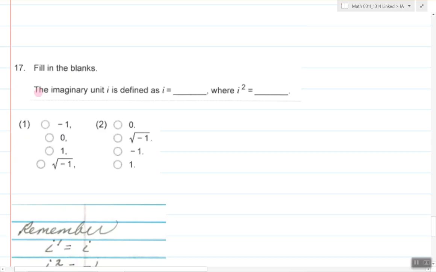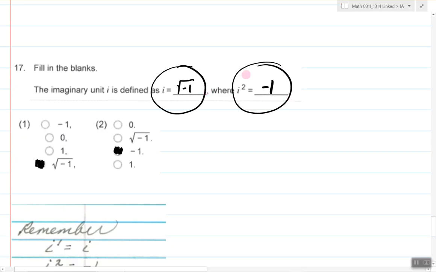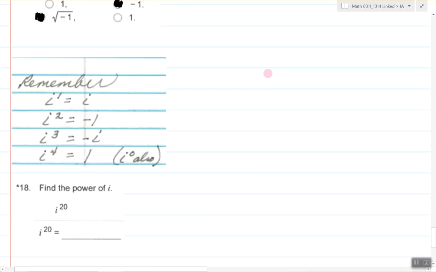So let's remind ourselves. The imaginary unit i is defined as i equals the square root of negative 1, where i squared is equal to negative 1. I don't know if you remember from the very start of this video, I said, remember this and remember this. All right. Now, the next thing I have written here is remember. These are things that are going to be important, but I'm going to say them again and talk through it.